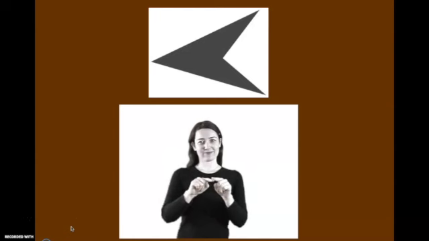So see the arrow at the top of the page? It points to the left. But as you watch this woman sign it, look at how she traces that shape. Because of the way she's looking at it, it points the other direction, but it still points to her left.